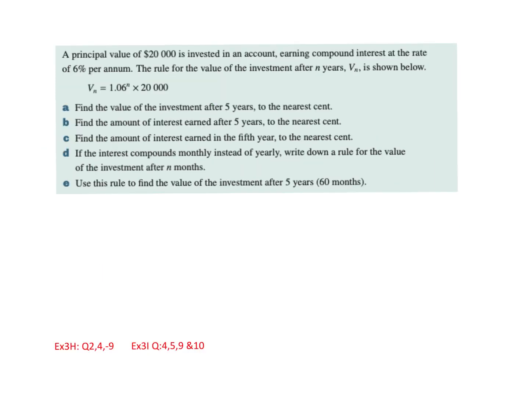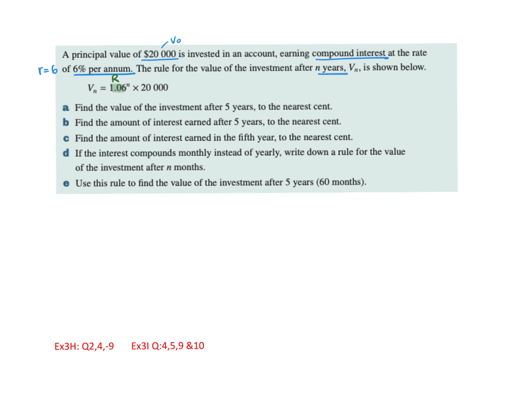Okay, a principal value of 20,000, so there's a V0, is invested into an account earning compound interest. So that's how I know I'm looking at my compound interest formulas. And at a rate of 6% per annum. So little r is 6. The rule for this investment after n years, so this is just a yearly rate, is given there. So I can see in there, that's my big capital, that's my common ratio, that number in there. So they gave me the nth term rule there.